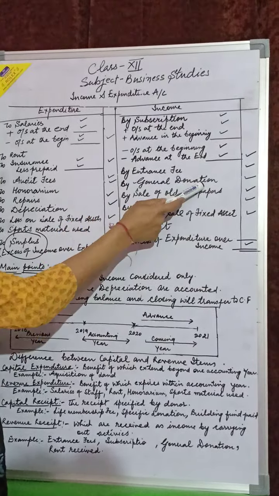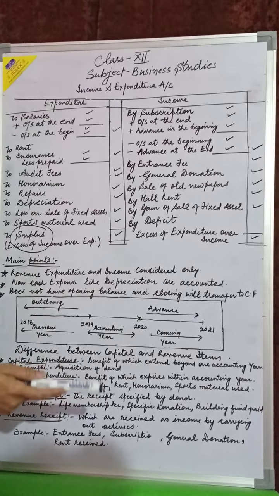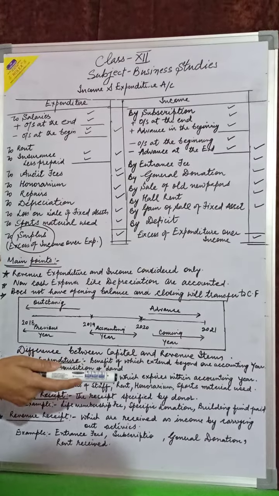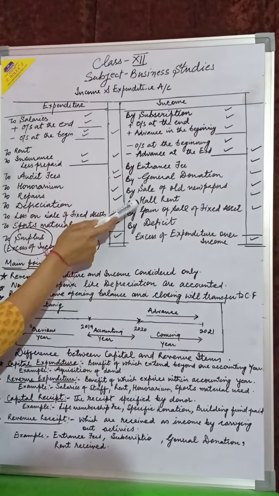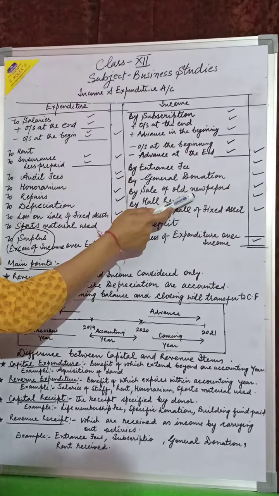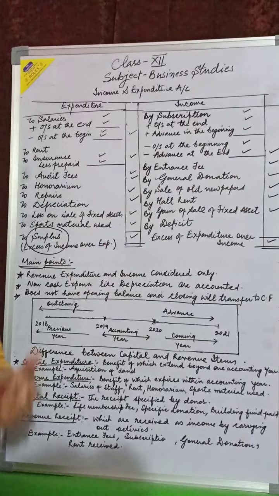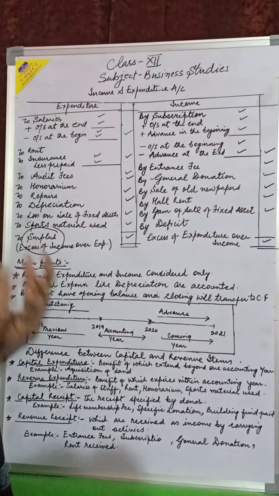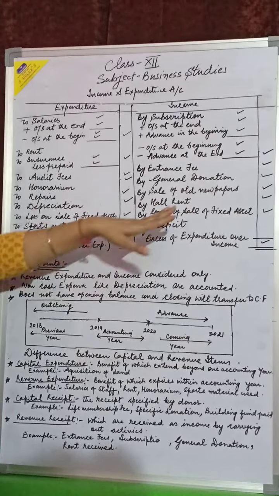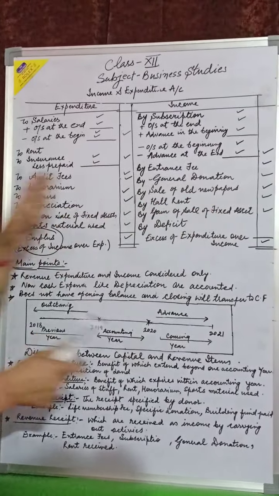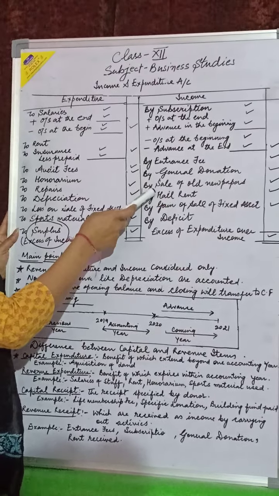Next is the general donation. If any person or any firm or organization gives a donation, but in the journal form, it will come to the credit side. Next is the sale of old newspaper. Now, old newspaper, if you have a library, if you are preparing the final account of the library or a non-profit organization, and you are selling the old newspaper, it will come here.